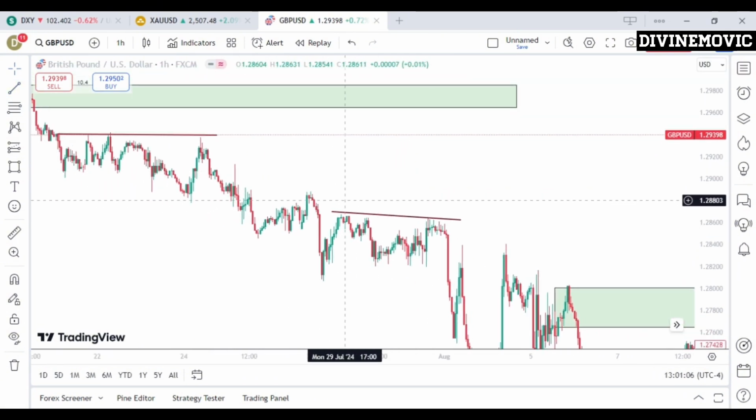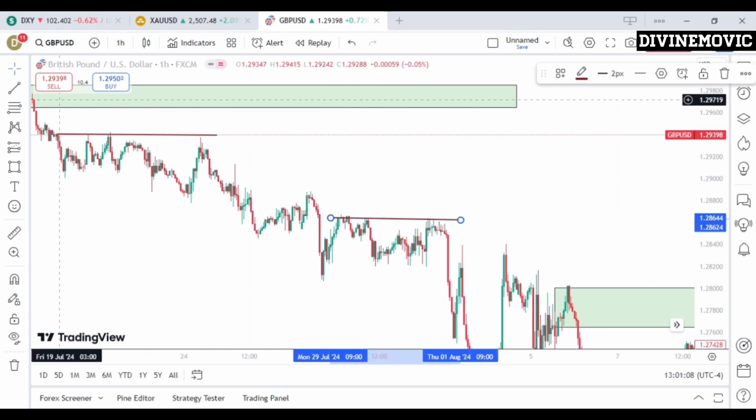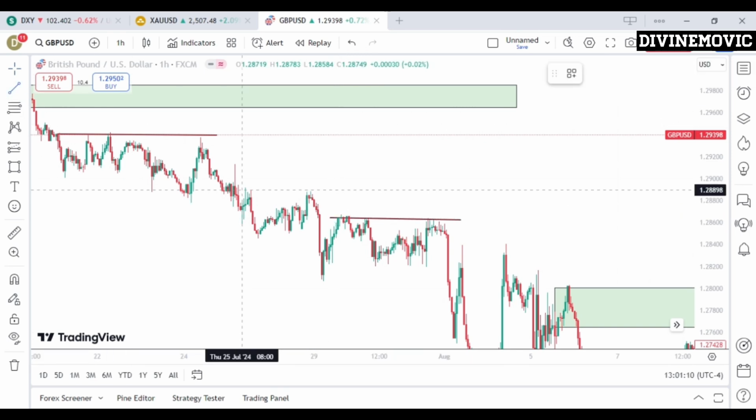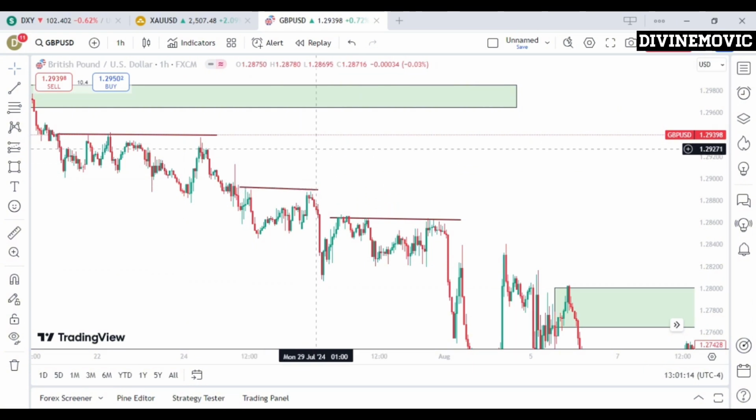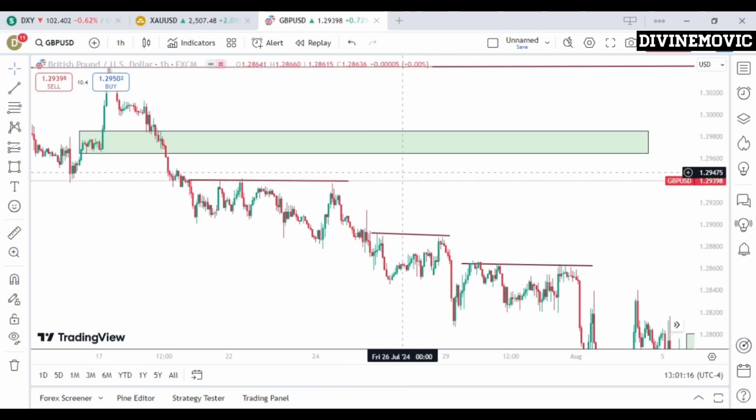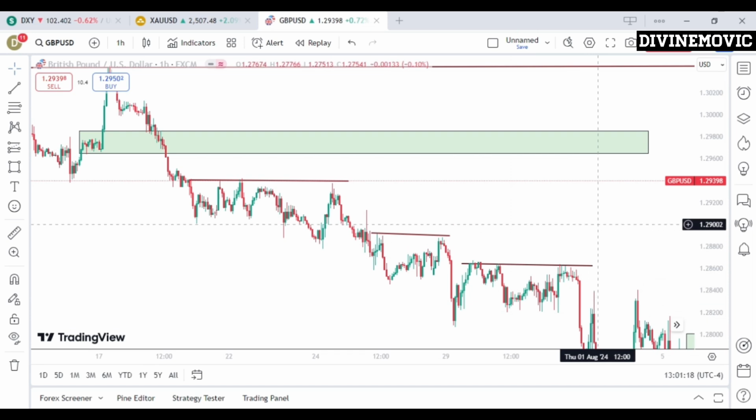There's liquidity resting above all this area here. So what price did at this point is simply induce liquidity, which means for price to have generated this supply zone here and induce this liquidity at this point here, it simply means that price is going to react off from this supply zone that price created at this point here.